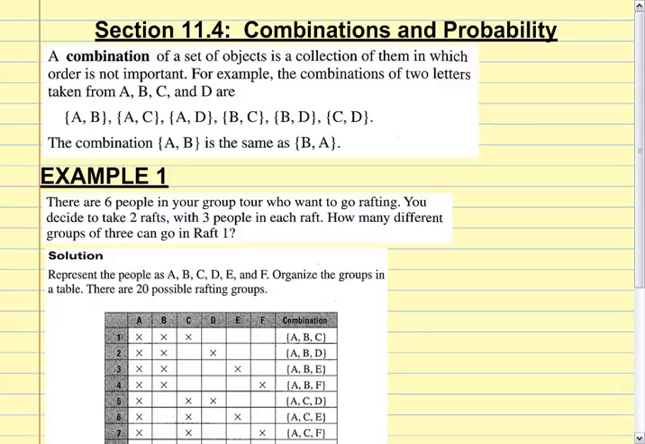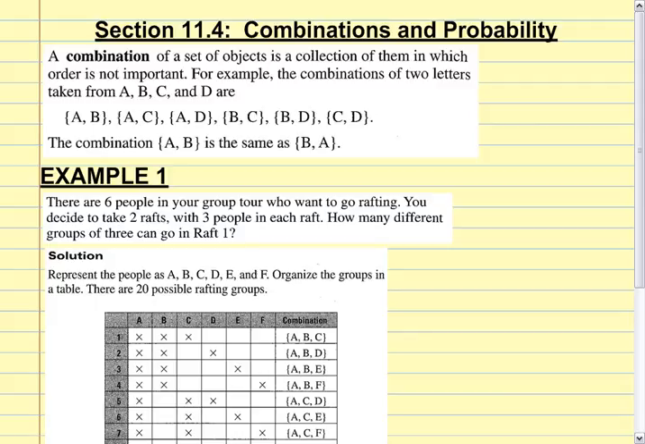Sarah? So a permutation is something that can be in any order? No, it can't be in any order. The order does matter. And in a combination, the order doesn't matter. So think about this.